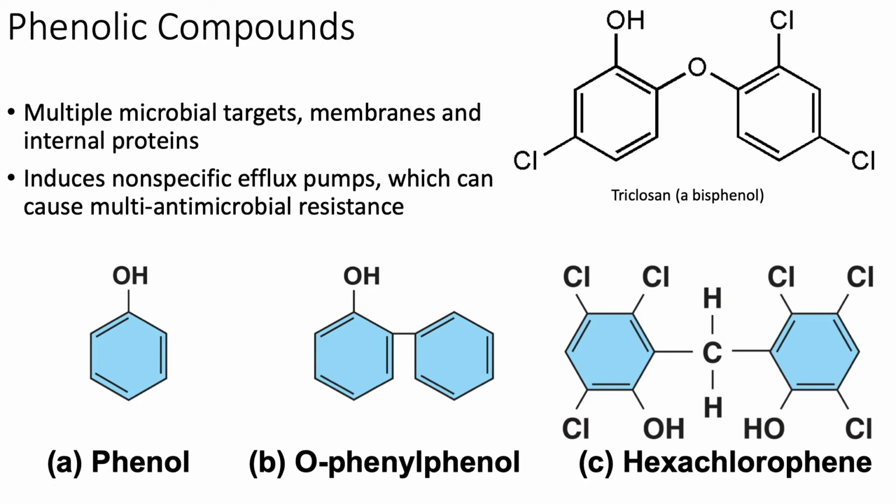Phenols: the most common one that you may have heard of is triclosan, a really common phenol. It's a bisphenol. You see you've got 2 of these phenol groups here. Triclosan used to be in what we would call antibacterial soap. So that was the active ingredient in antimicrobial soap.